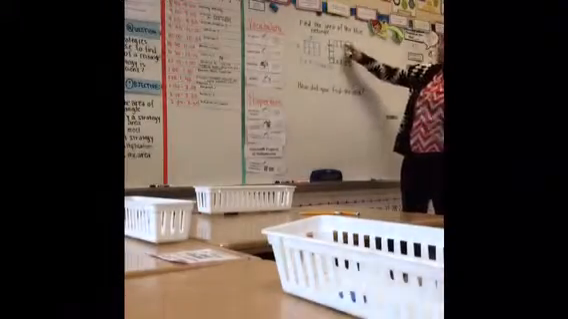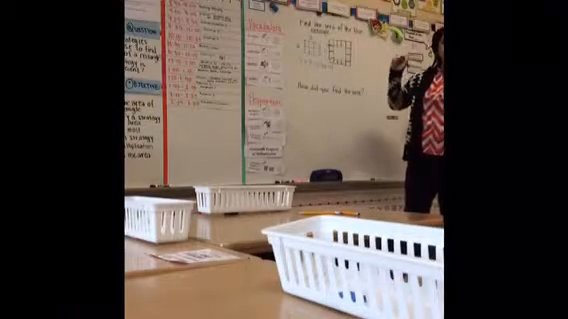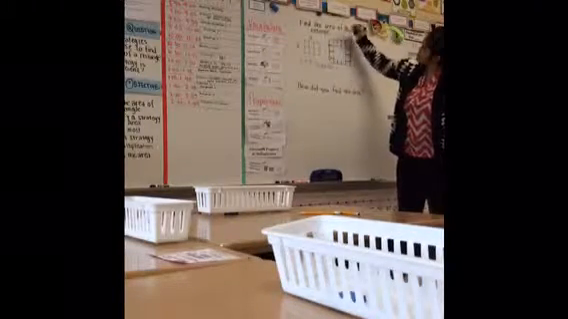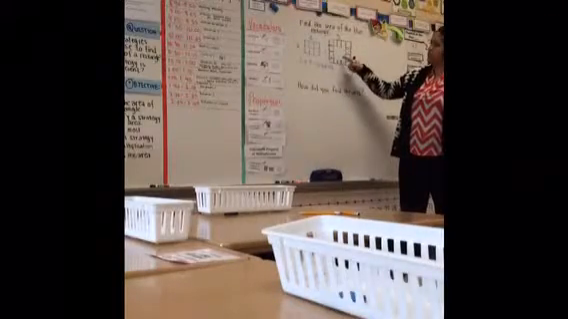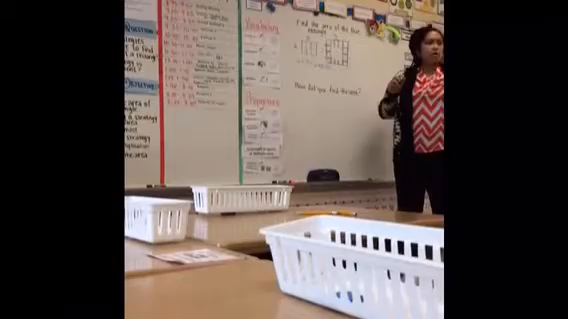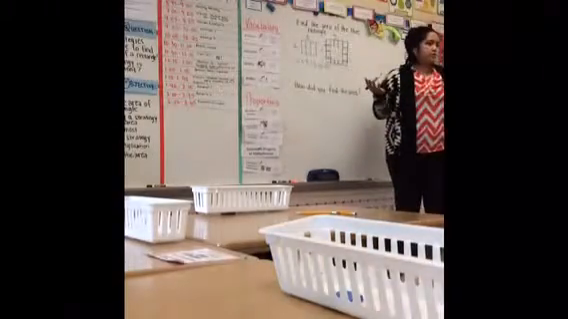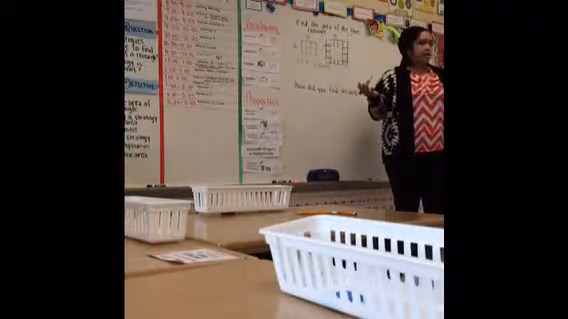Counting the squares outside the box. So what's the side length width here? 3. Okay. So now, do we need to count the squares on the inside? No. So what information do we have to make sure that we find the area without counting?